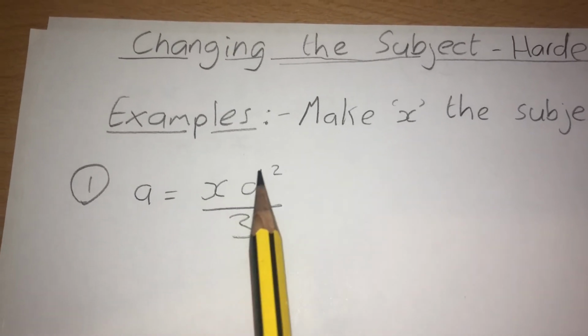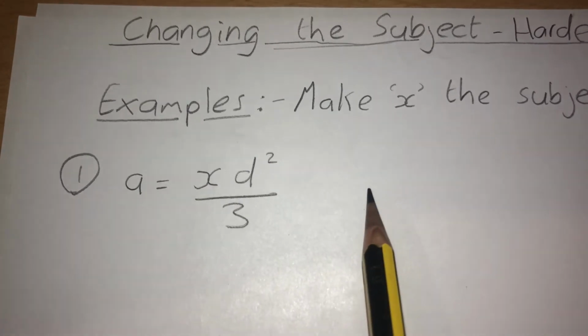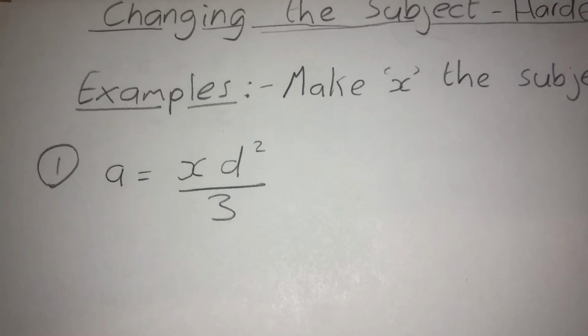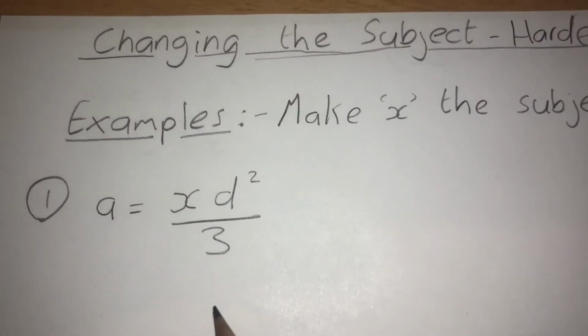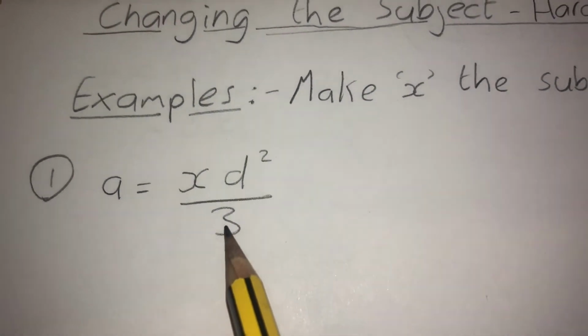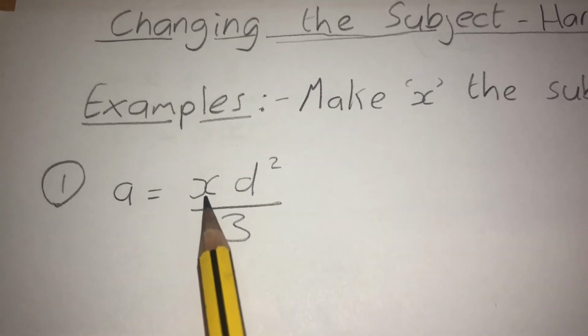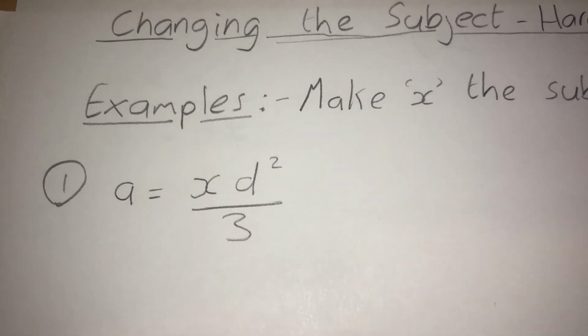So in these examples, for each of them, we're again going to make x the subject. And if you remember from the first video, making a term the subject of the equation means we're going to get it on its own. So if we look at this, a equals x times d squared over 3, we need to get rid of the x, the 3, and the squared, okay?